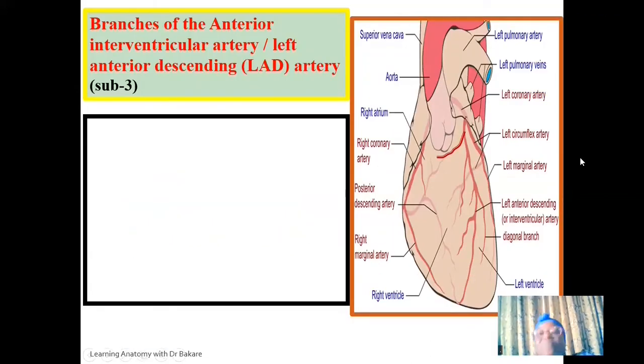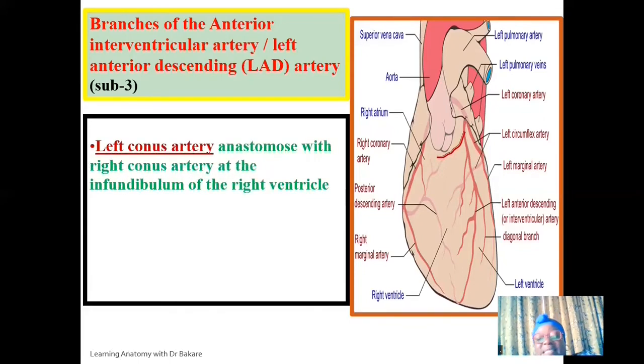So let's look at the branches of the anterior interventricular artery, or the left anterior descending artery, LAD. It has three subdivisions. The first one is the left conus artery. Remember our right conus artery, which emerges from the right coronary artery? We talked about that in our slide on the right coronary artery. So we have the left conus artery. This is the left conus artery here, arrowed in black. It emerges from the anterior interventricular artery.